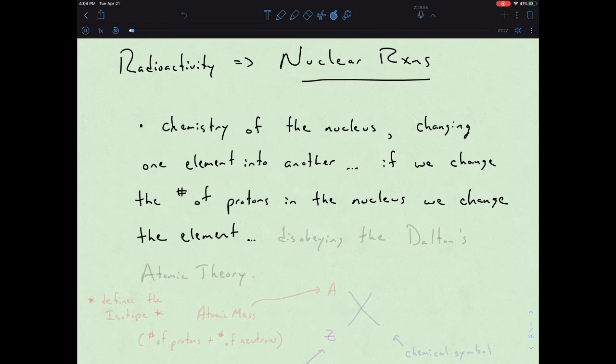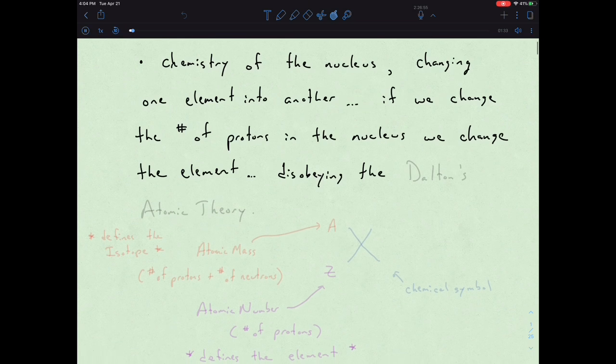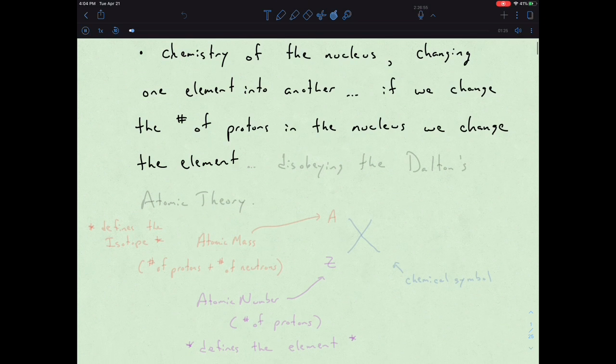So we're finally disobeying the laws set down by Dalton, right? Remember Dalton's atomic theory. So we're really not playing around with the actual nucleus.